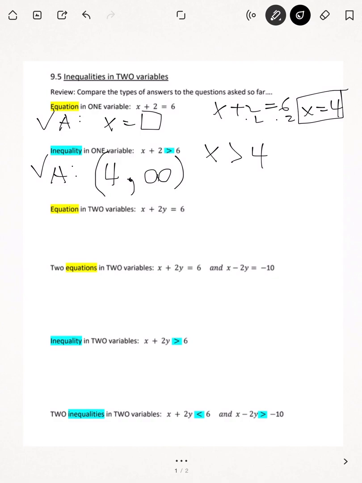Let's look at an equation in two variables. What is the form that the answer takes? Now when we look at this, I know a lot of us are thinking, let's get busy and let's do the work.